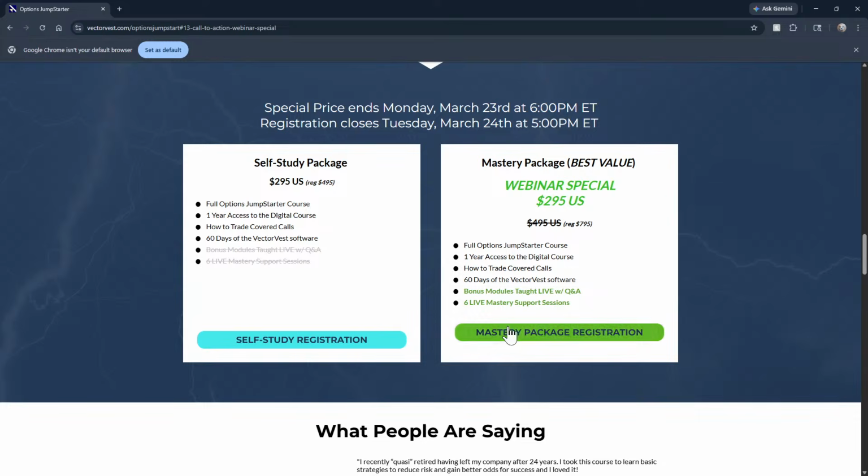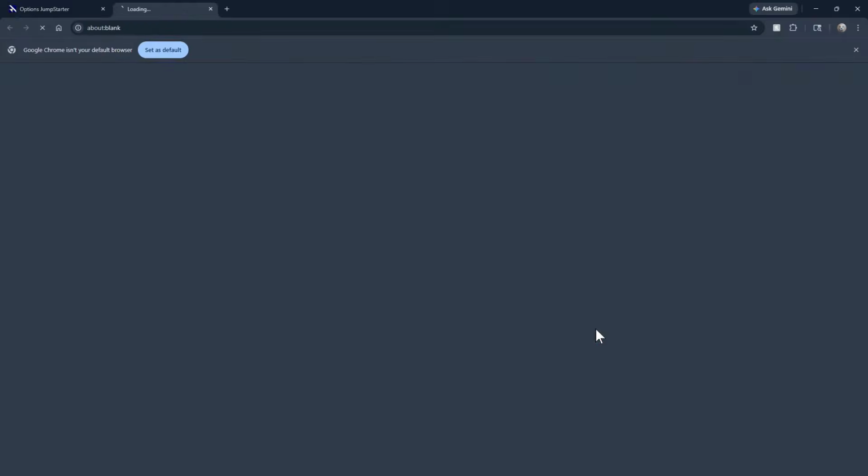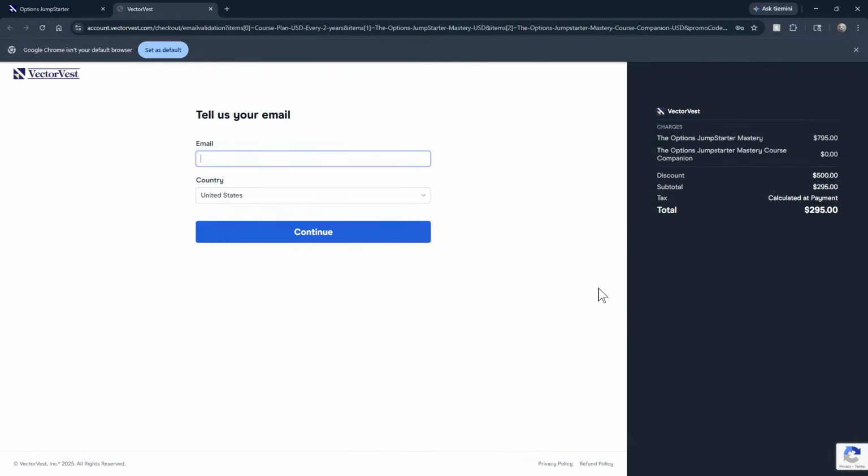You're brought down to a page that looks like this. Just click on Mastery Package for the $295. When you click on that, it should bring you to a page that looks like this, $295. And then over here, it asks for your email address.